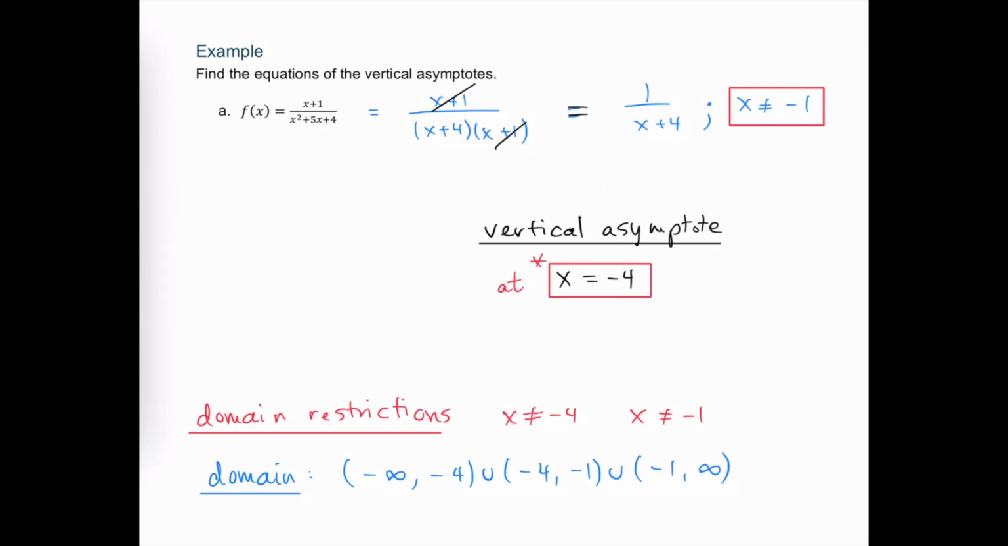This element is removed from the domain by making a hole in the graph. We're going to get a hole in the graph at the zero of any factor that was lost in the cancel step. But we get a vertical asymptote at the zeros of the factor that remained through the simplify step.